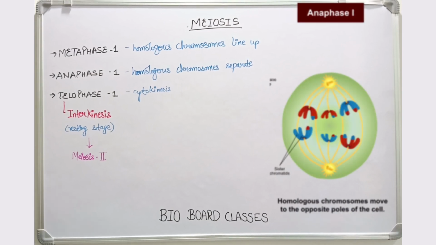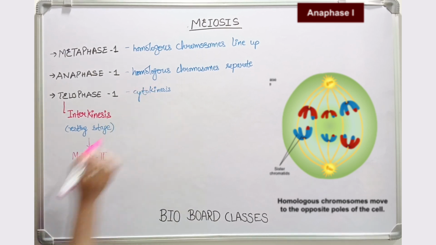Next comes anaphase 1. This is the moment where the actual separation begins. The homologous chromosomes separate. Remember, one from the mother and one from the father are pulled to opposite sides of the cell by the spindle fibers. But notice the sister chromatids stay attached.